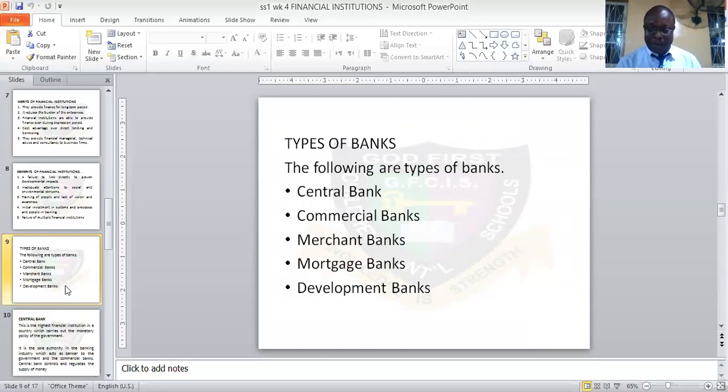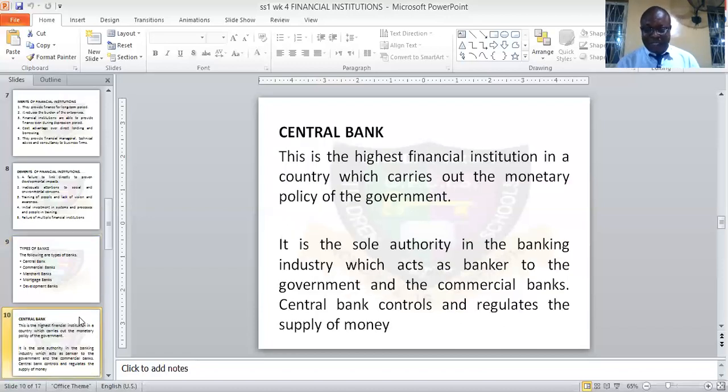As examples of commercial banks you can give them: First Bank, Guaranteed Trust Bank, Access Bank, United Bank for Africa (UBA), Wema Bank, and Union Bank. All these are examples of commercial banks. So take notes.